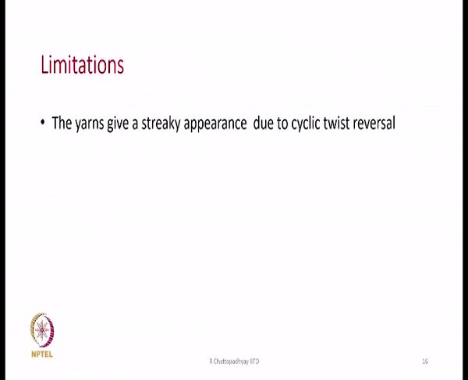The limitations are that the yarns give a streaky appearance due to cyclic twist reversal. One is that individual strand twists are continuously reversing along the length of the individual strand. The ply twist is also continuously changing along the length of the yarn. So, you have SZ, SZ, SZ like that, it will continue, and hence the appearance of the fabric may be streaky.